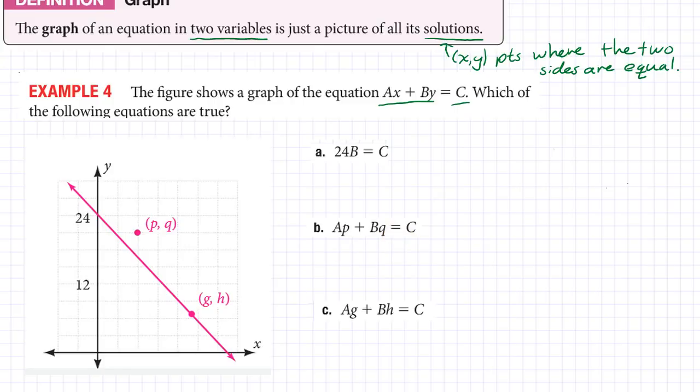So let's see. Is this equation true? What that means is the way you got this equation is by plugging in x equals P and y equals Q into the original equation. If you do that here, you can see that the point is not on the graph, which means it's not a point that makes the two sides equal. So this is not true.